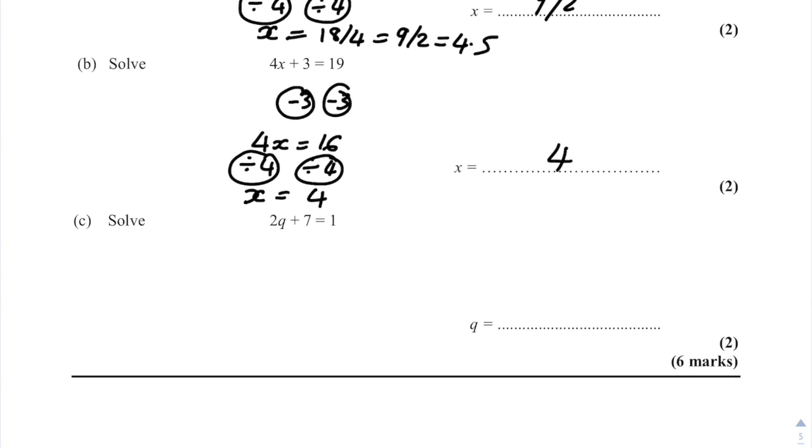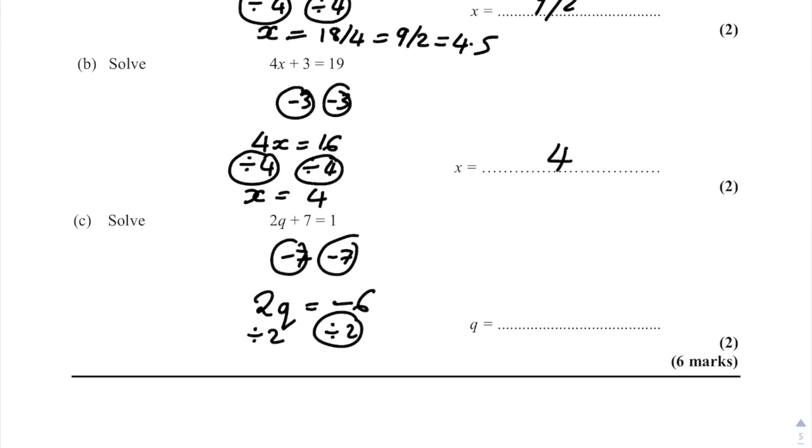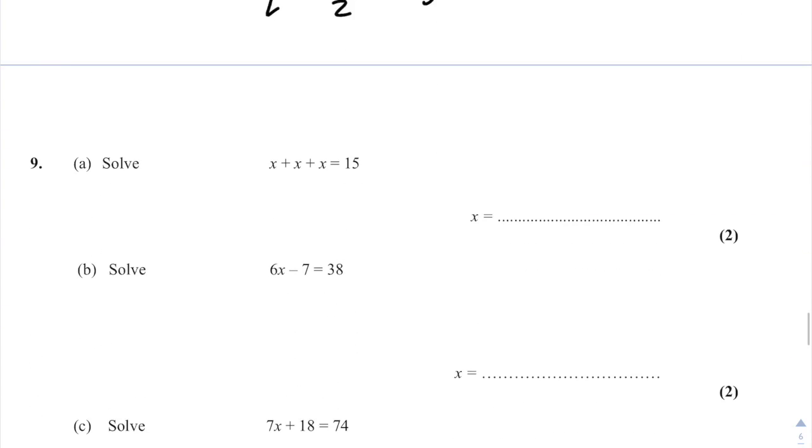So for C, we've got 2q plus 7 equals 1. So you've got to minus 7 from both sides. So you're left with 2q equals 1 minus 7, which is minus 6. So you divide by 2 on both sides. So now you've got q equals minus 6 divided by 2, which equals minus 3. So q is minus 3.